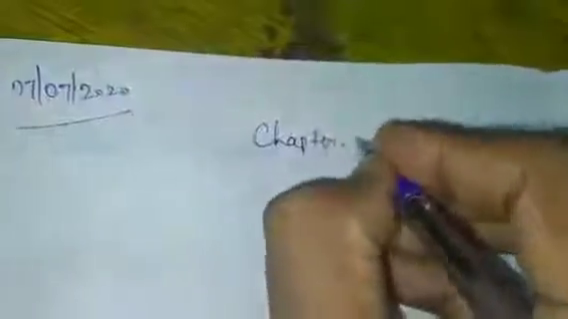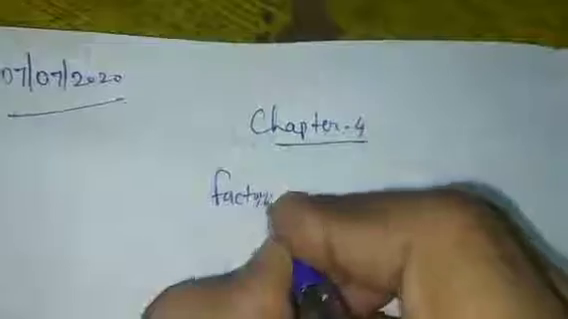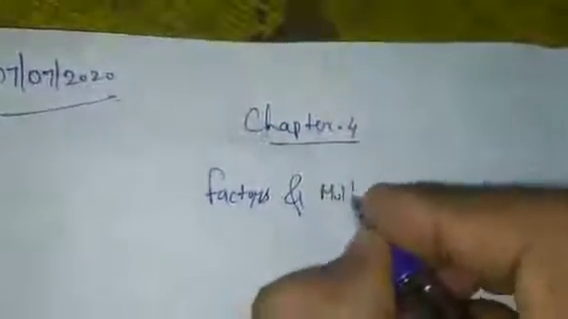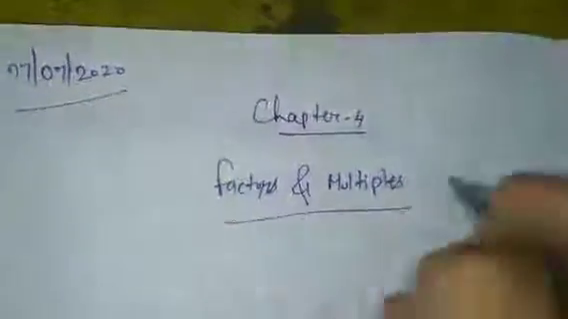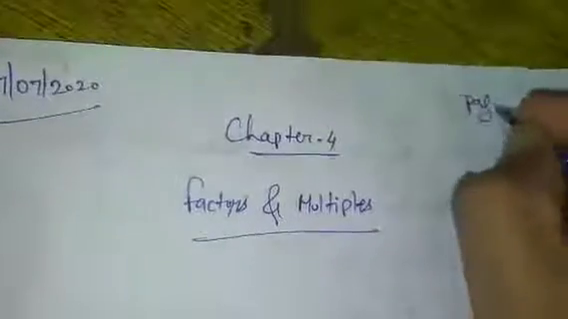Okay, today's date is 7th July 2020, and chapter number 4 was going on. So today is also chapter number 4. The name of the chapter is Factors and Multiples. And this is page number 1 of today's class.